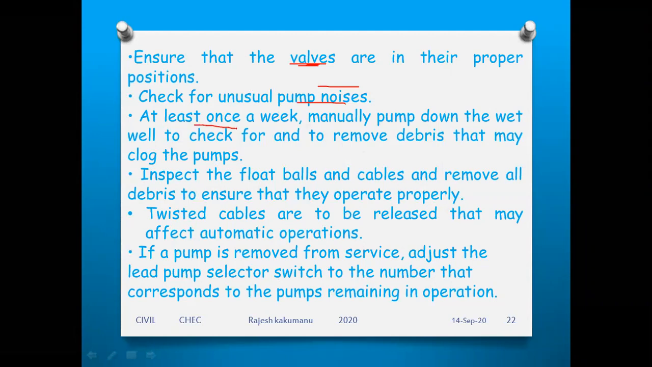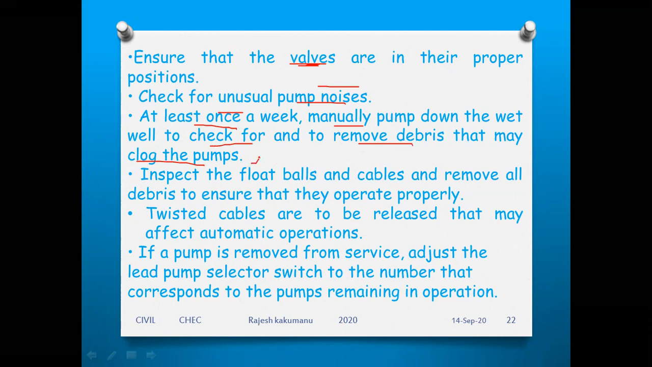At least once in a week, manually pump down the wet well to check for and remove debris that may clog the pumps. So for a wet well pump, once in a week you have to manually pump down the wet well. Manually you have to empty the water in the wet well and check for any debris or any leakages or any cracks in the pump.